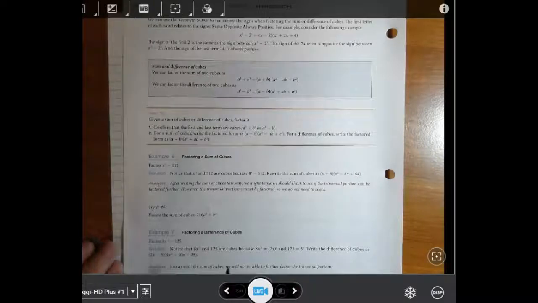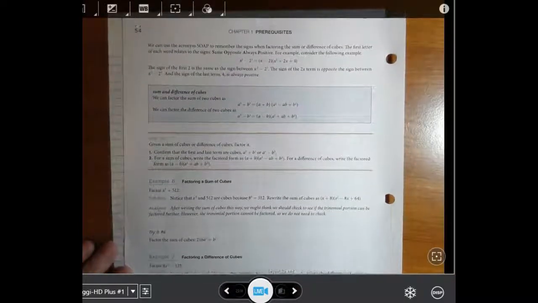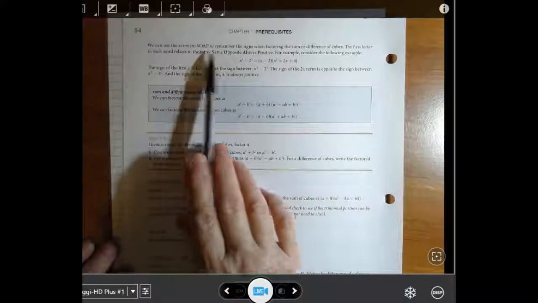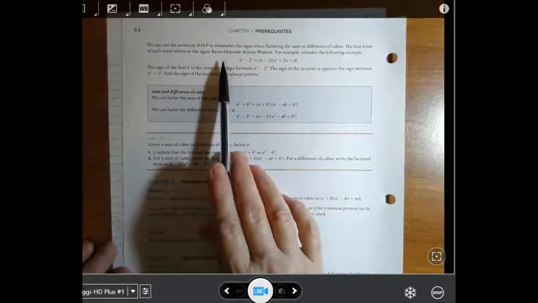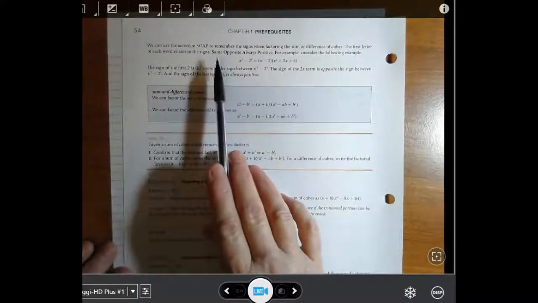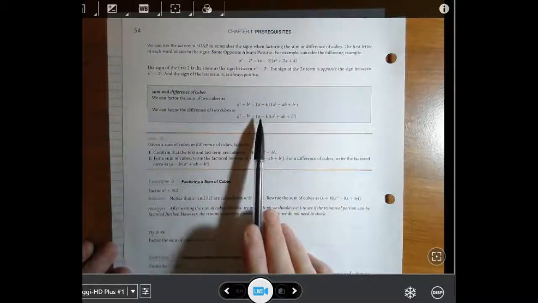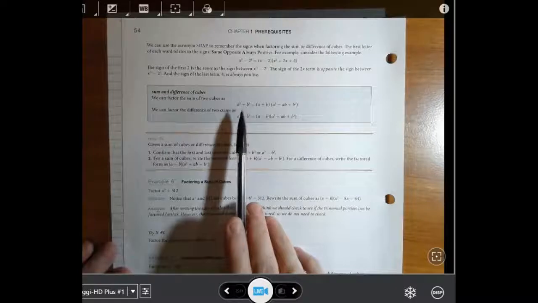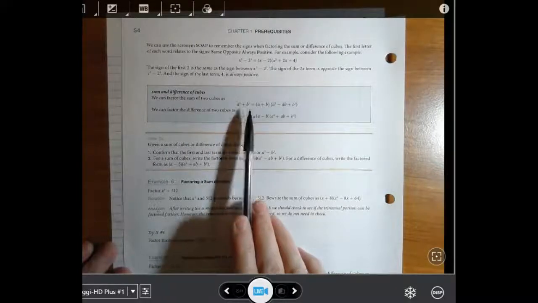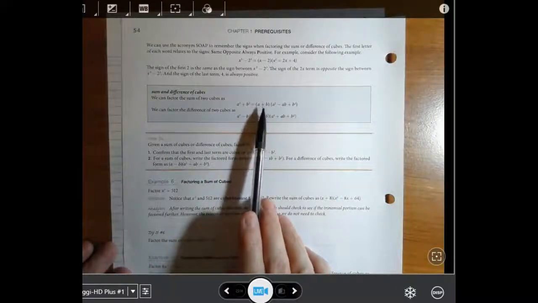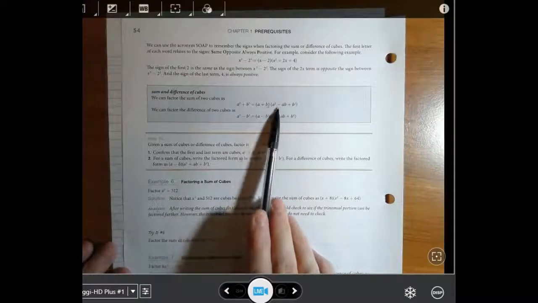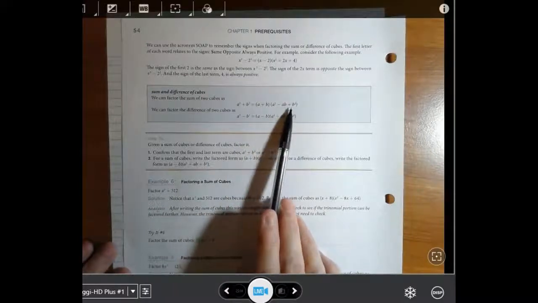There is also a little acronym, SOAP, and that means the first letter of each word relates to the signs. Same sign, opposite, always positive. So again, if it's a sum of cubes, then the sign is going to be the same, always opposite, and the last one's always positive.